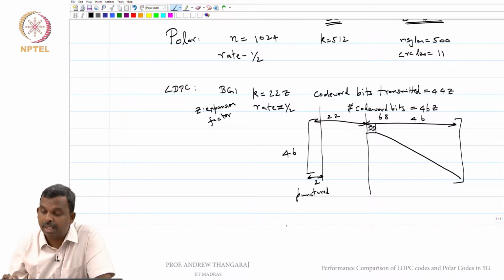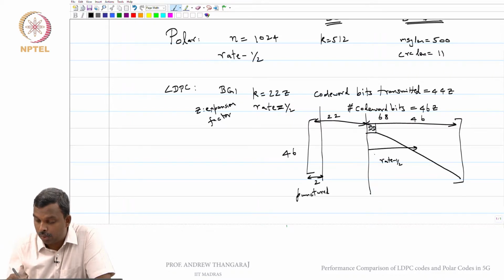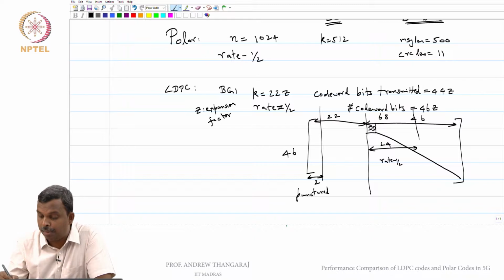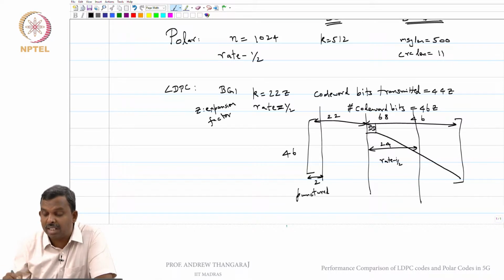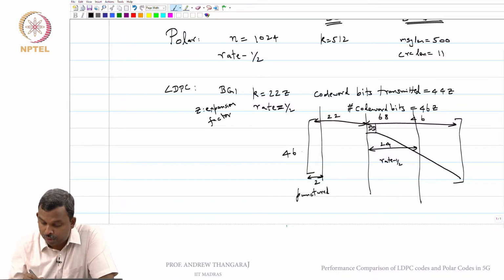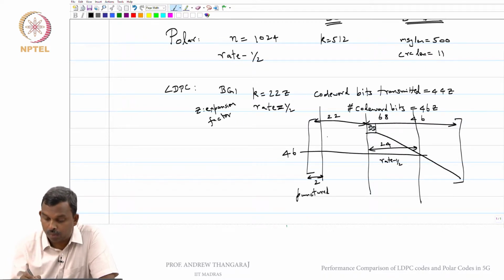Now what is the meaning of saying the number of code word bits is 46 times Z? Here is where the rate matching comes in. I have 22Z here, and I need 46 times Z in total. So how many more will I take? I'll take 24Z more. So for rate half, I will take 24 parities, and I'll stop there. Beyond that, you're puncturing, so you're not transmitting those code word bits beyond the 44. So your parity check matrix sort of shrinks. You have to use only this part of the parity check matrix for decoding.